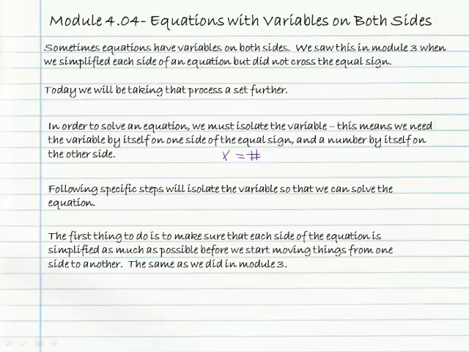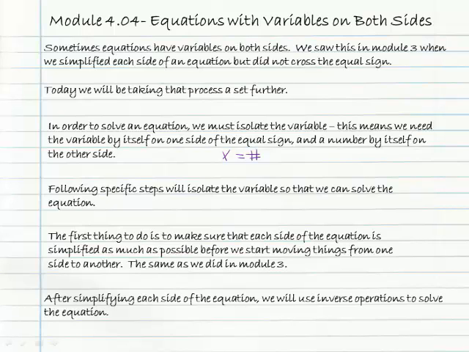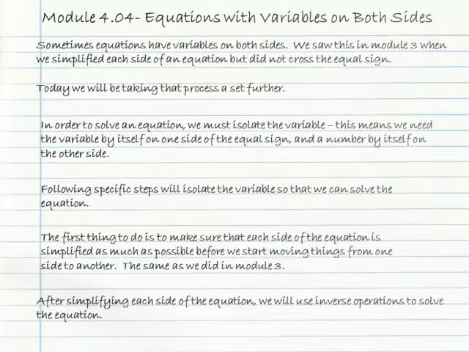The first thing we need to do is make sure that each side of the equation is simplified as much as possible before we start moving things from one side to the other. After simplifying each side, then we use inverse operations to solve the equation.